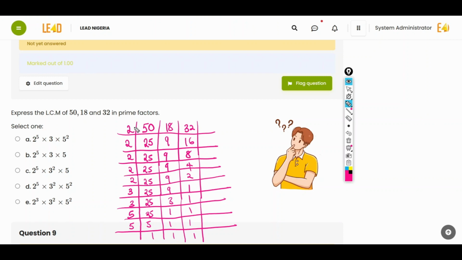So this is a lot. So the answer is 2 raised to the power of how many? 1, 2, 3, 4, 5. So 2 times 2 in 5 places. That's 2 raised to the power of 5 times 3 raised to the power of 2 times 5 raised to the power of 2. We are looking at option D.